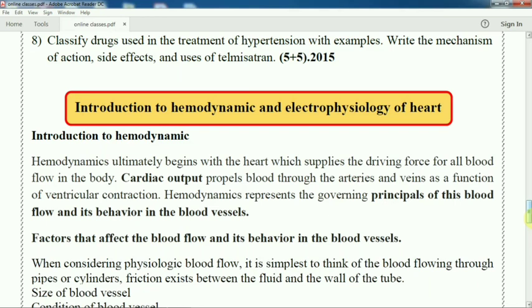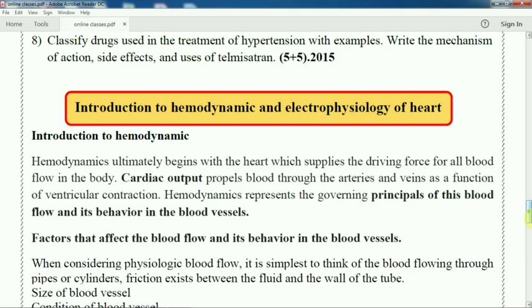Anatomy of the human heart: it has four chambers, left atrium, right atrium, left ventricle, right ventricle. How blood flows through the heart, how blood comes out from the heart, how the heart pumps or contracts, and the conducting system of the heart. We'll go through the details. First, the anatomy of the heart.